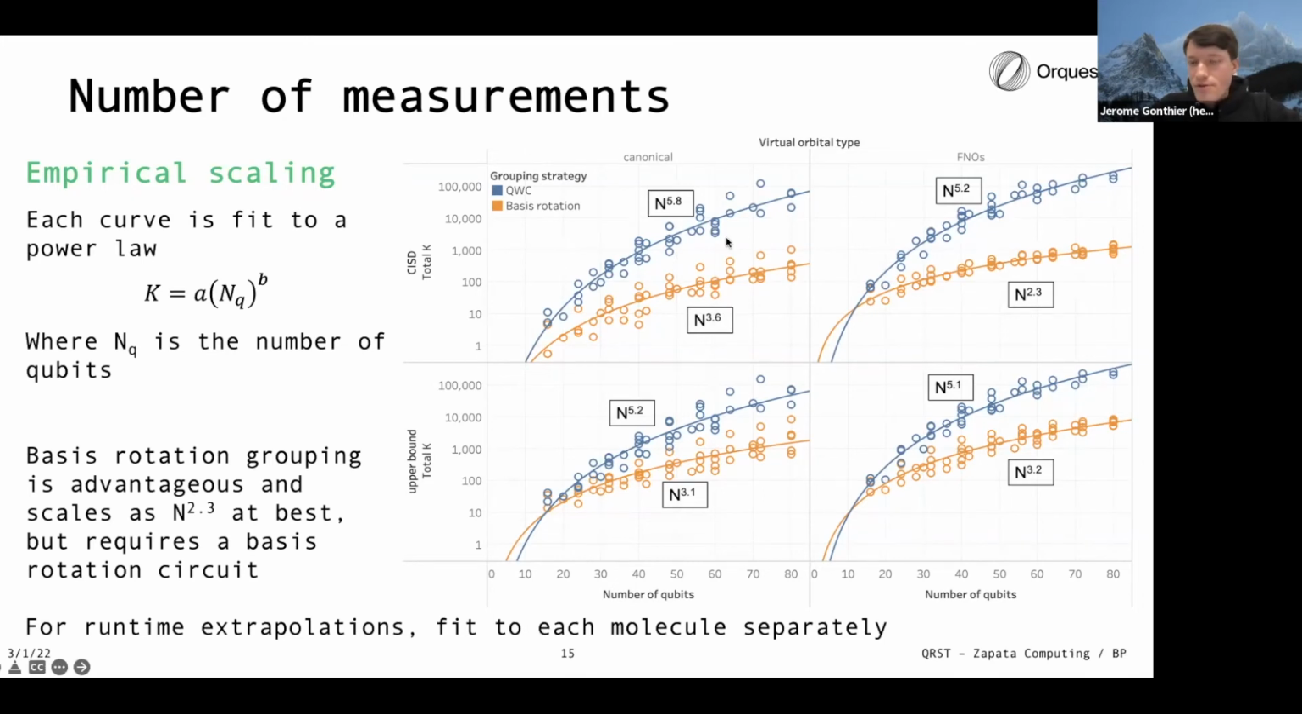We see a number of other things. Like this FNO method that is doing smart truncation actually requires more measurements for the same number of qubits. But on the other hand, we get more accurate energies for the same number of qubits. So we get more accurate energies, but we have to pay for it a little bit in terms of the number of measurements. And finally, this data allows us to extrapolate runtimes for each molecule separately. In that case, we do the fit for each molecule separately.